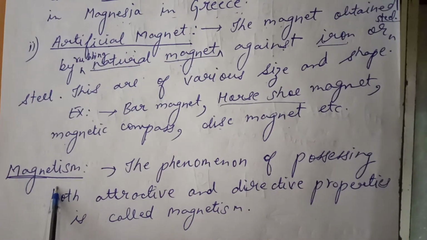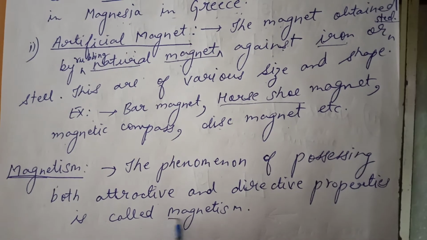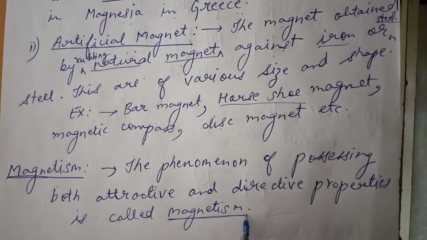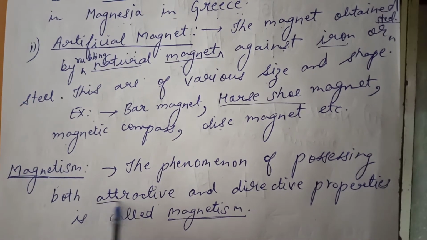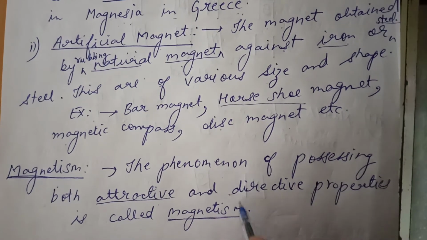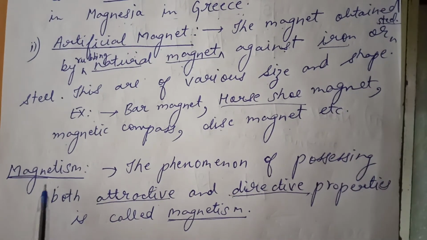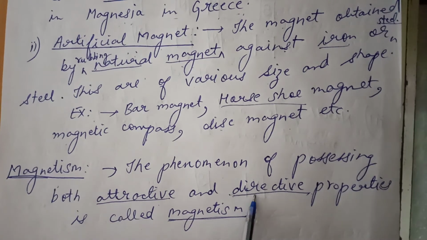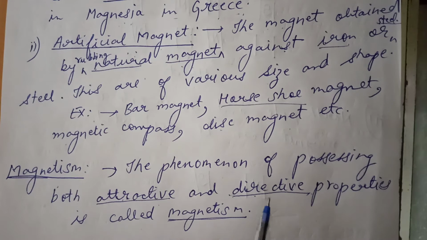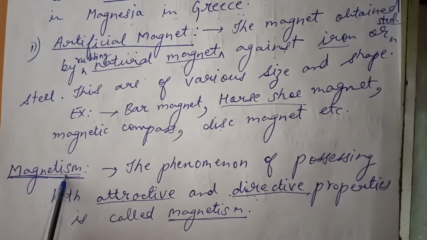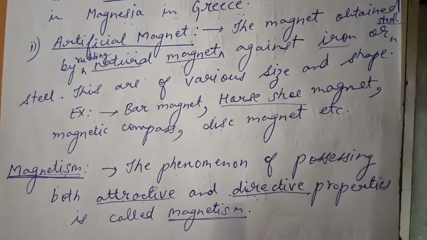Now, next we have to study the phenomenon of magnetism. What is magnetism? The phenomenon of possessing both attractive and directive properties is called magnetism. So the word magnetism means the property of the magnet, because we have already studied that the magnet has both the attractive and the directive properties. This phenomenon of attractive and directive property possessed by the magnet is called magnetism.